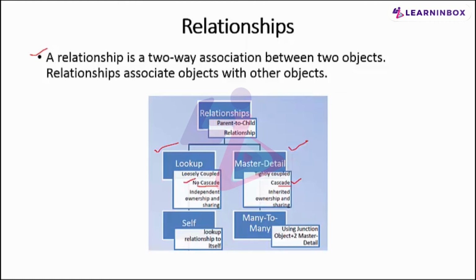This is the major difference between the lookup and master detail relationships. Then apart from it, we also have another kind of relationship in Salesforce, that is the self relationship. As the name suggests, if I have an object and I want to create a lookup relationship to that object itself, that kind of relationship is called a self relationship.